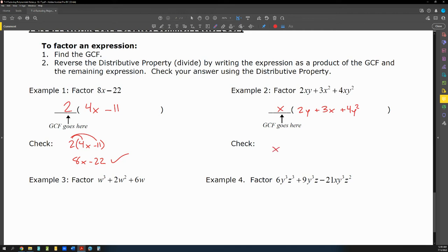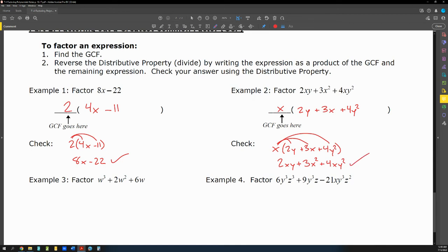Let's check by plugging it back in and distributing. So distributing this x into each of the terms in our grouping, 2y times x is 2xy, 3x times x is 3x squared, positive, and 4y squared times x is 4xy squared, which is indeed where we started.